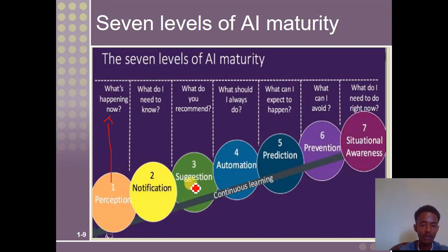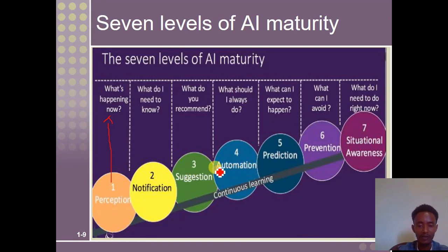The other one is the third maturity level, which is suggestion. If the system wants to provide some alerts for the camera owner, what do you recommend? What kind of information do you recommend for the user, for the system owner, for the camera owners, in order to avoid insecurity?